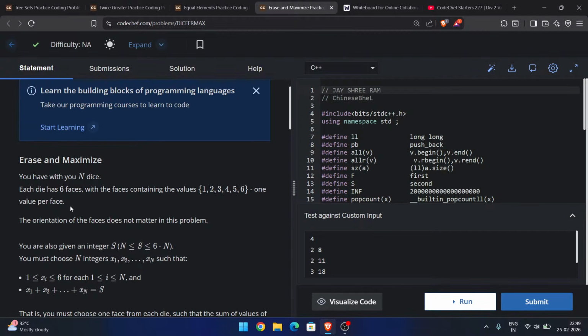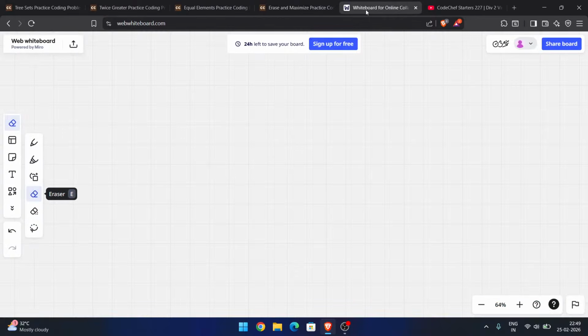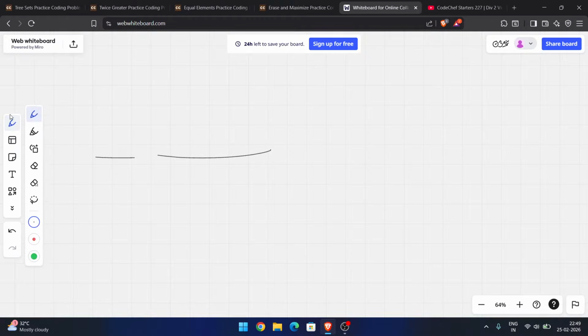Okay, now in this question we are given n dice. We are given n dice, so let's say every dice can have a number from 1 to 6.